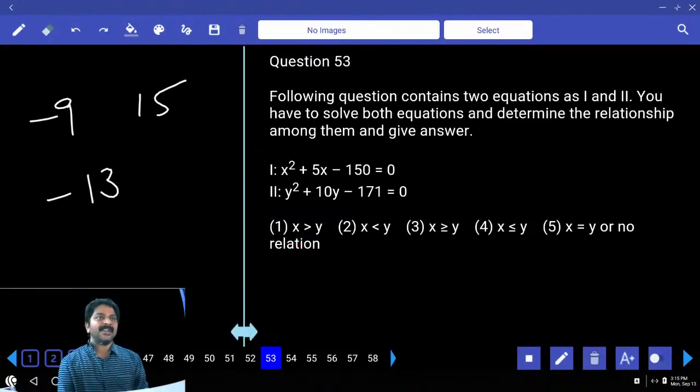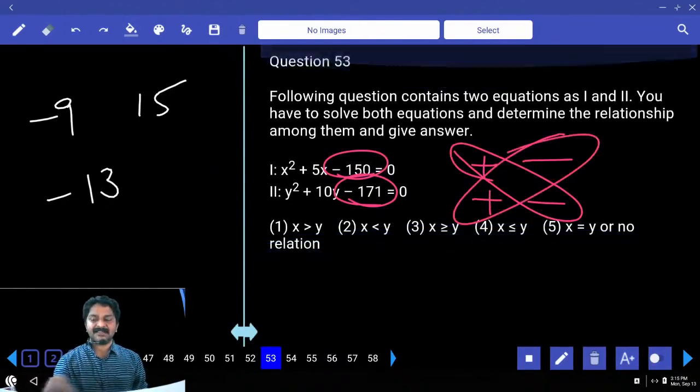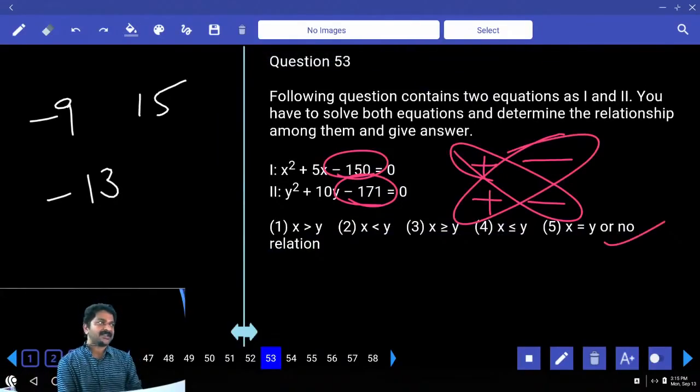Next. Do we need to solve this question? It's a free question because the C value is negative, so here you will get a positive and negative factor. Here also the C value is negative, here also positive and negative. So the x greater than y condition and the x less than y condition, relation cannot be established. Fifth option, final. When both the C values are negative, relation cannot be established is our final answer. No doubt. Is this clear?